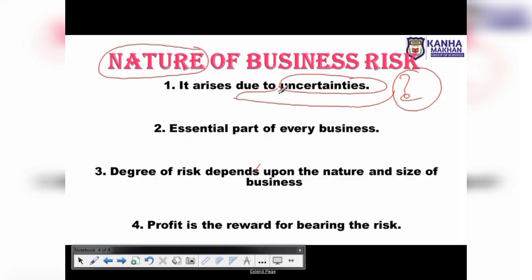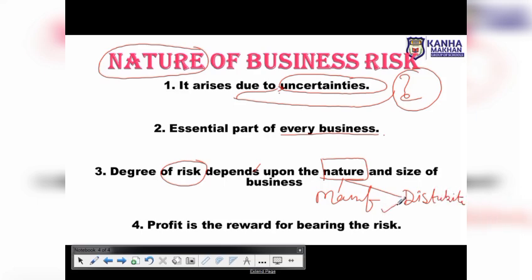Risk is uncertainty. Next one, it is an essential part of every business. The statement is right: risk is an important element which is present in every business. Third point, degree of risk depends upon the nature and size of a business. The degree or level of risk depends upon the nature, meaning what kind of business you are doing, whether you are in a manufacturing business, a selling business or a distribution business. It also depends on the size of the business.